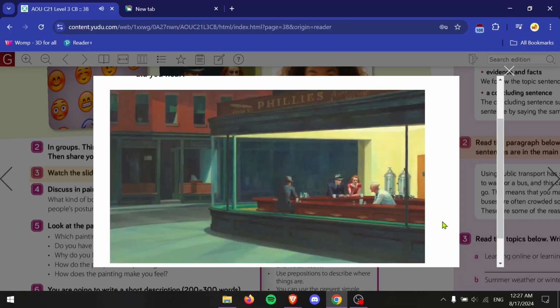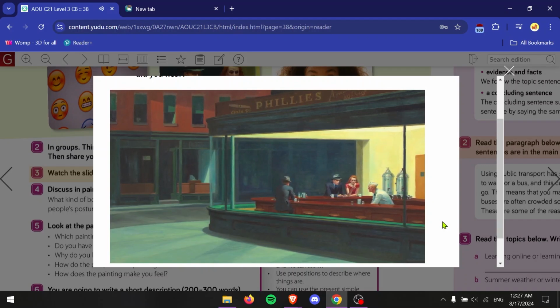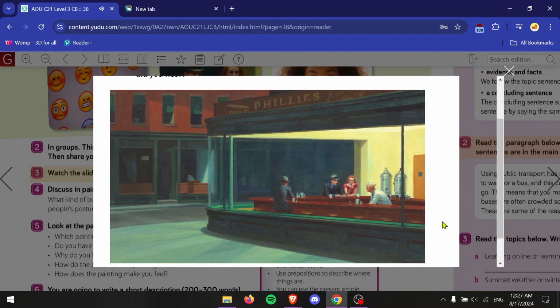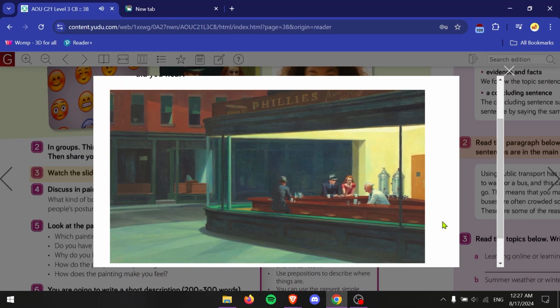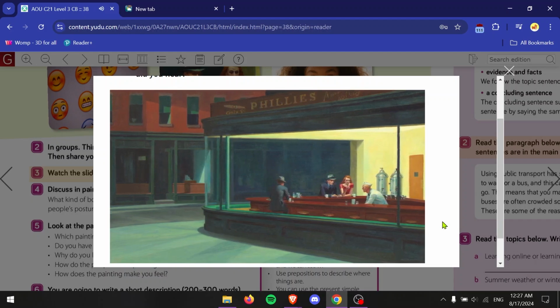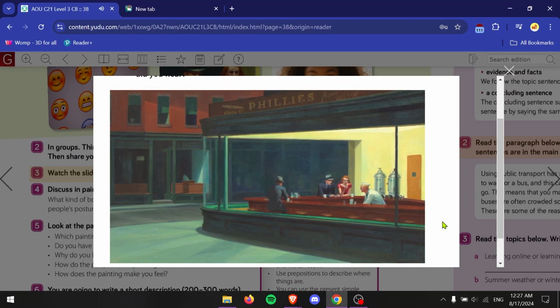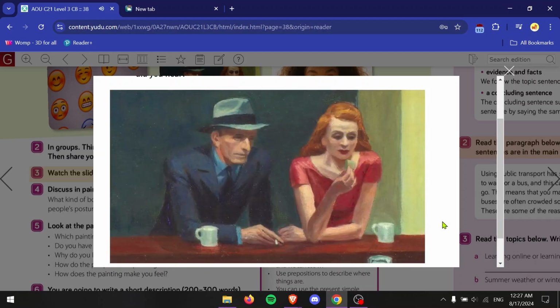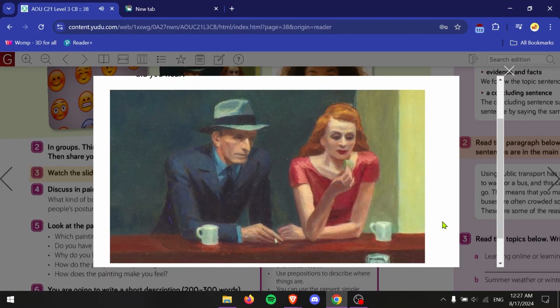This painting is more modern. It was painted in 1942. It's Nighthawks by Edward Hopper, the so-called painter of American loneliness. He mastered using light to show mood. But he also understood body language. Look carefully at the couple at the counter. How do they feel about each other? How can you tell?